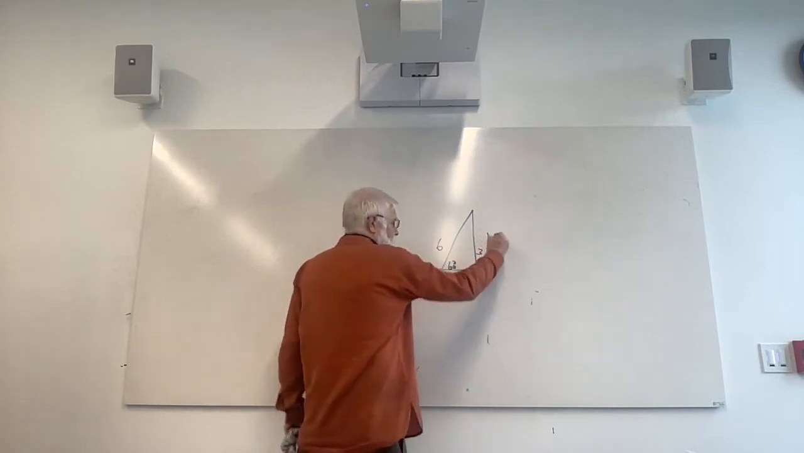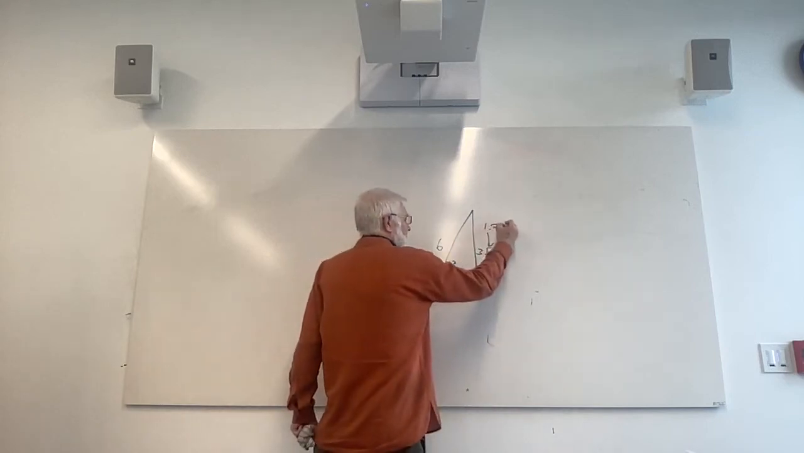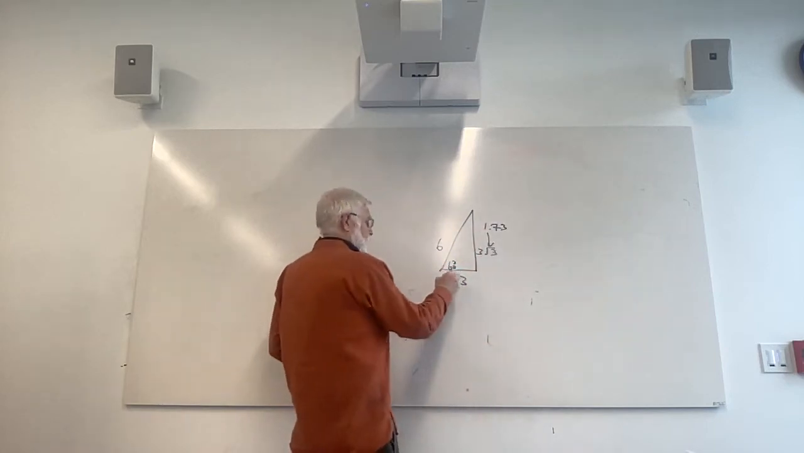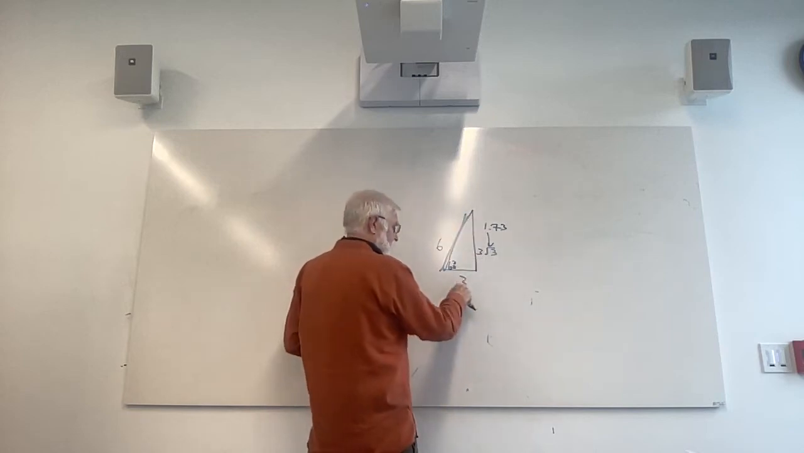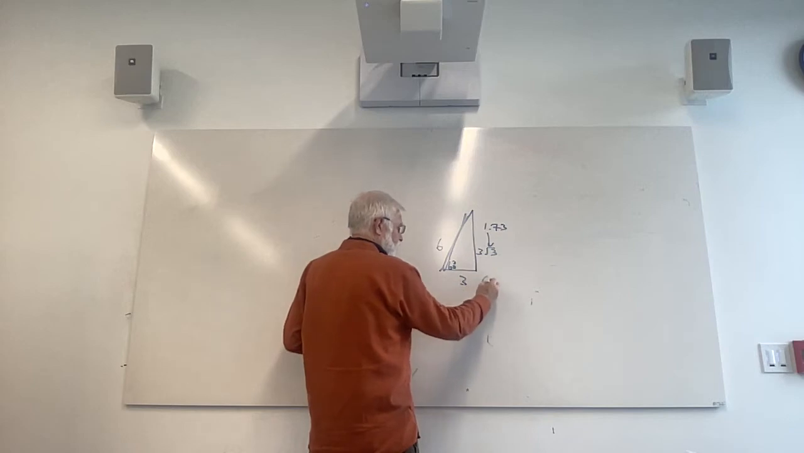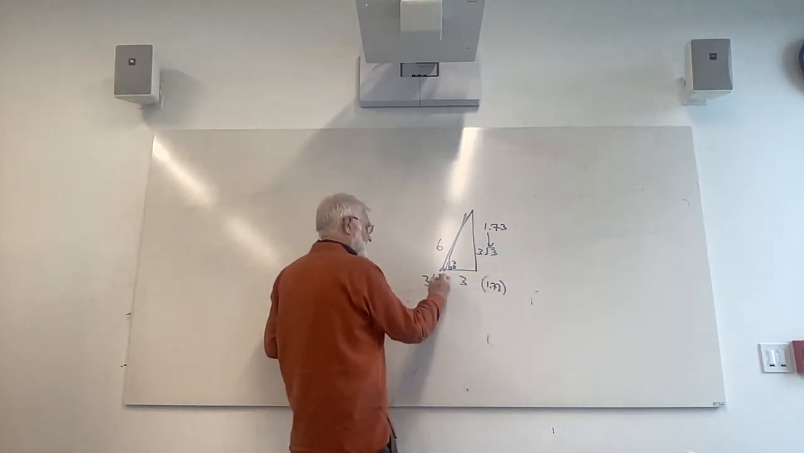You remember what root 3 is? Just heard it 10 minutes ago. Maybe this time it was in your head. All right. So is this side longer than that side? Yes. So I'm multiplying 3 times 1.73, which is smaller than 3 times 2.